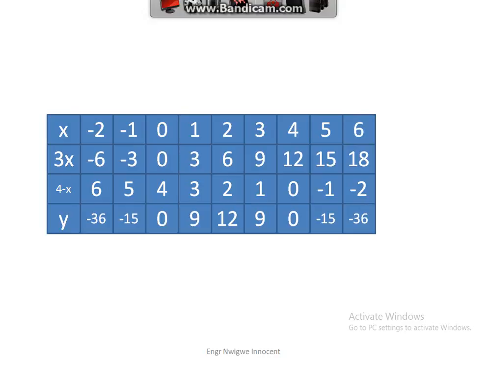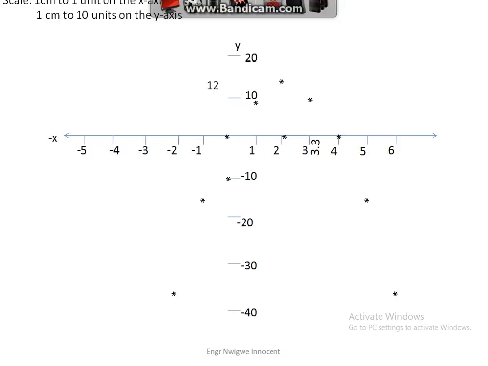Then the next value is 6 for x in the table, and for y is minus 36. Trace the value of 6 downwards and trace the value of minus 36 downwards at the negative side of the y-axis. Where the two meet is the intercept, the location of that point. You mark an asterisk.